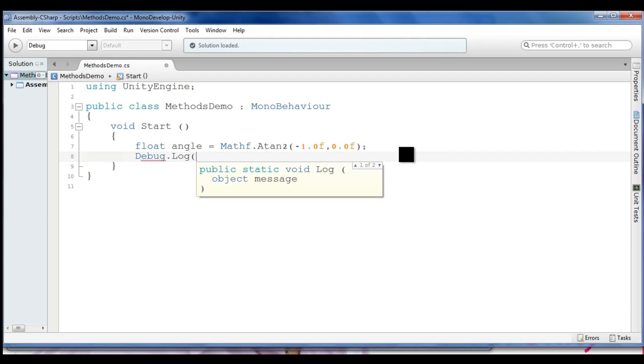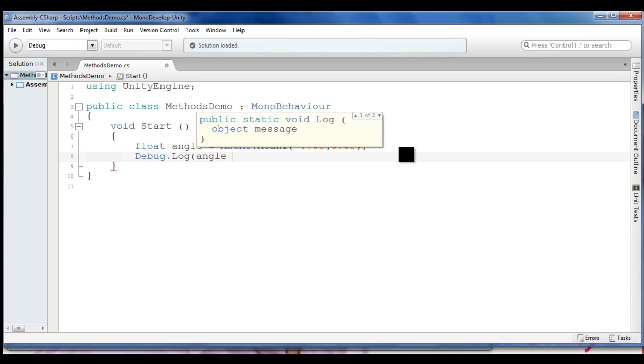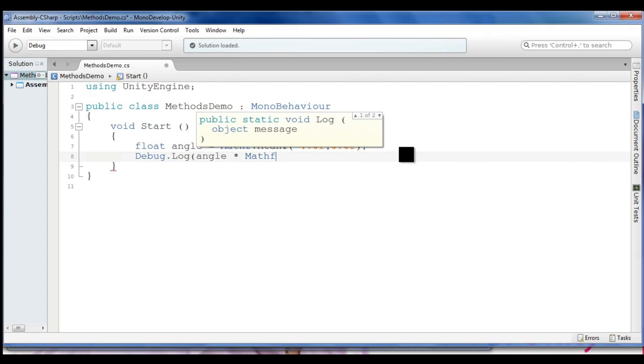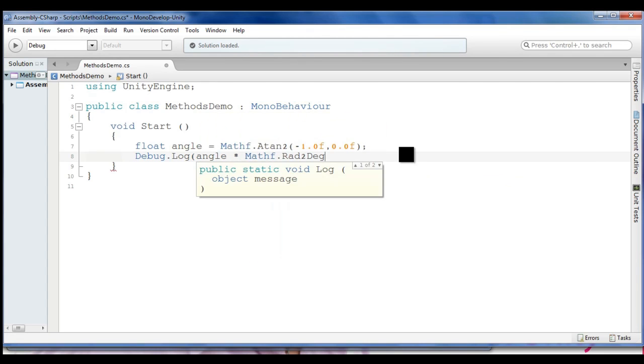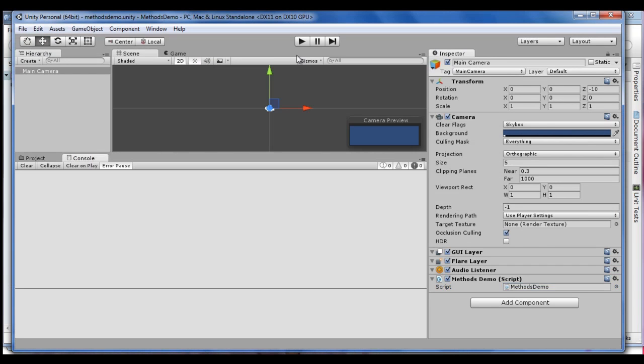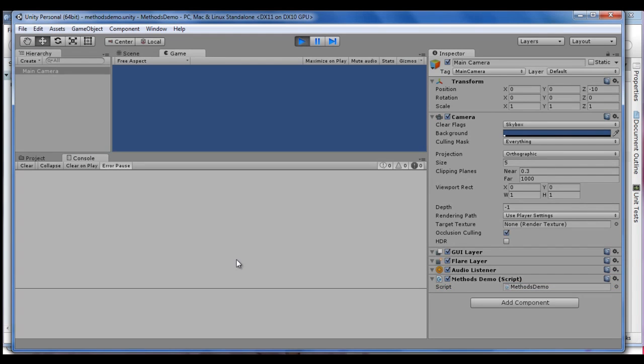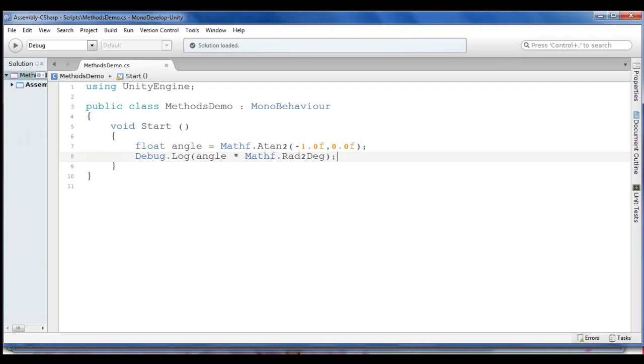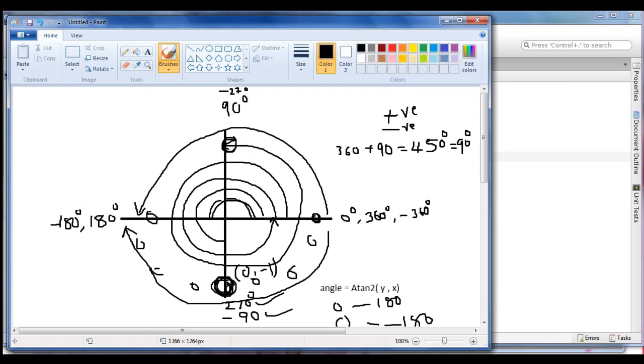Debug.Log, display the angle, and the angle we are going to get in radians, so I am going to convert radians to degrees so that we get the angle in degrees. Let us save and check. If it is returning -90, we are correct. And if I run the code, you see that you got -90, guys. You didn't get 270. We should actually get 270, right? But we are getting -90.